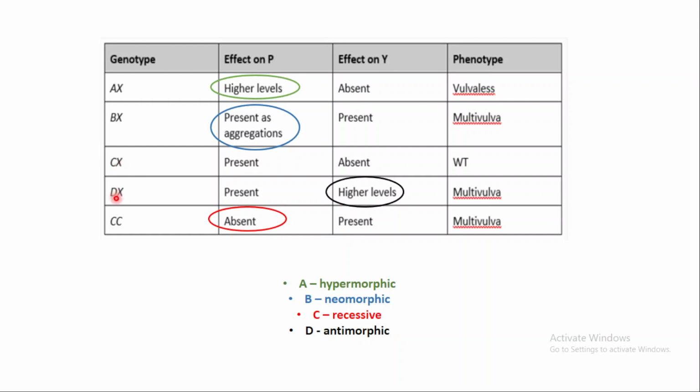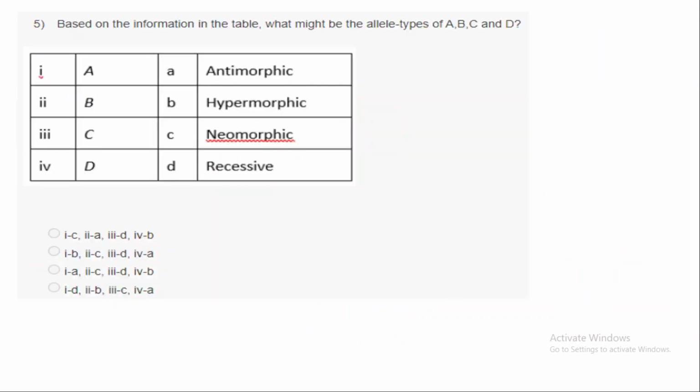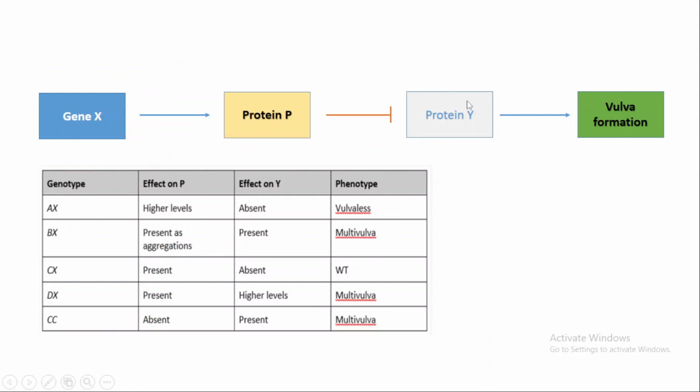And if you see for allele D, it has higher levels of effect on Y. So it is producing a negative effect and higher effect on Y, because the presence of Y negates the effect of P. If you see the relationship here, the more the protein Y, there will be less protein P. So what allele D is doing is giving higher levels of protein Y, and effect on protein P is present. So that's why it's dominant negative.